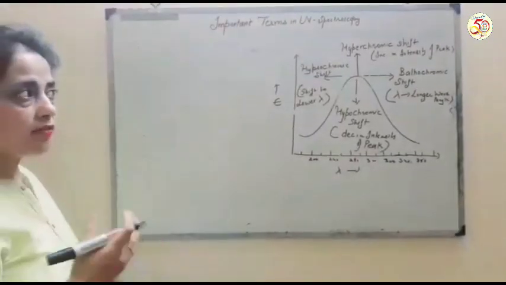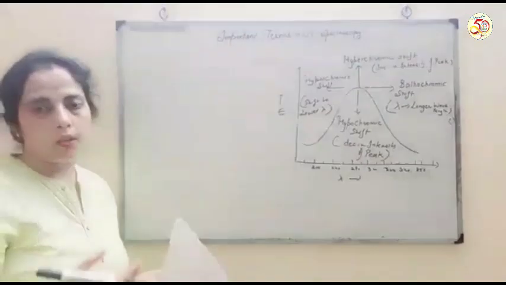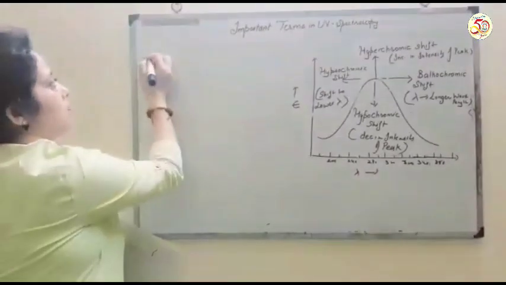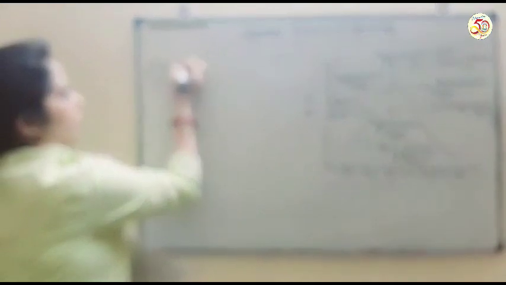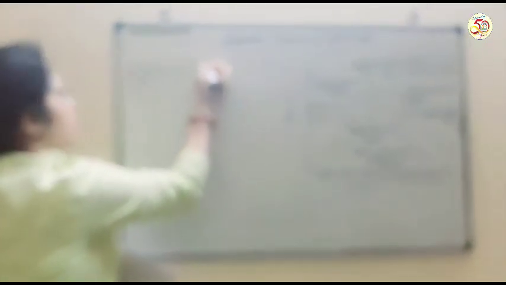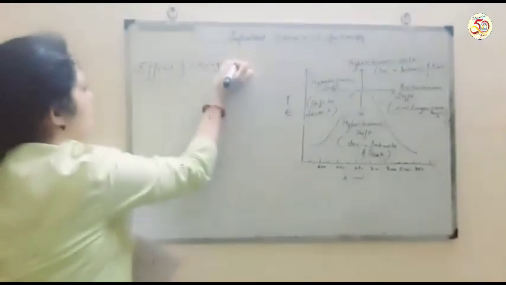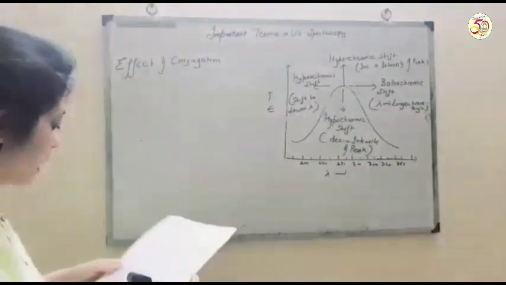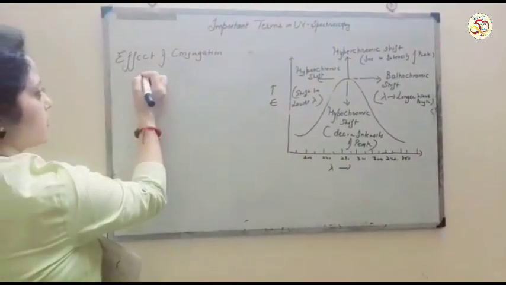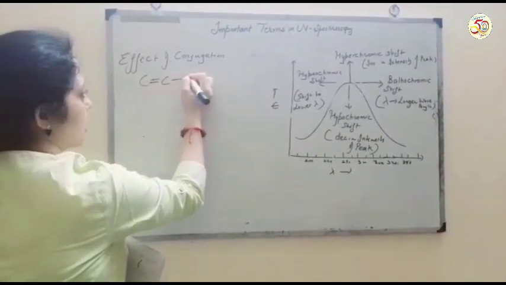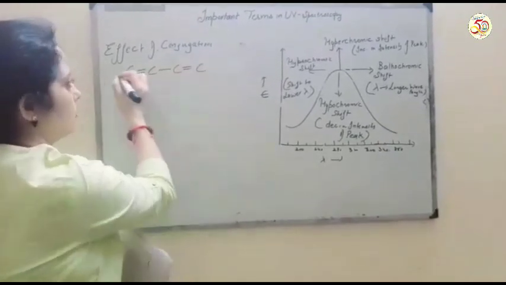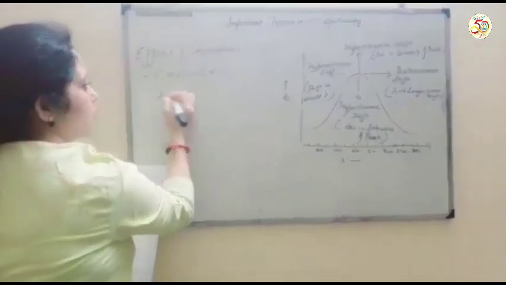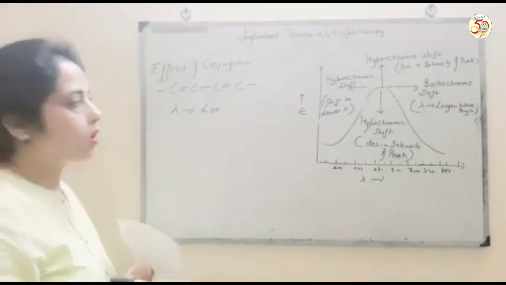Now another factor which shifts the lambda either to the shorter wavelength or the longer wavelength is the presence of conjugation. What is conjugation? Conjugation is the presence of alternate single and double bonds. If conjugation is present, it shifts lambda to longer wavelength.